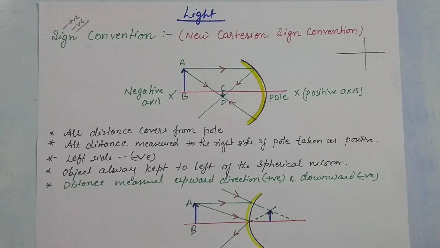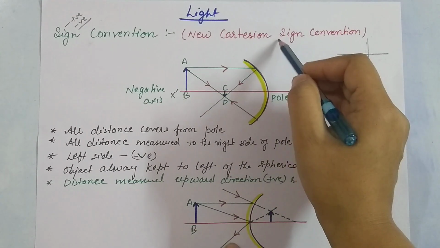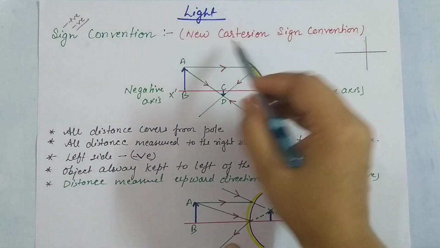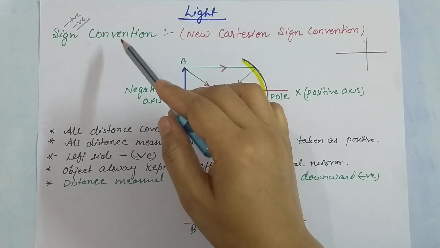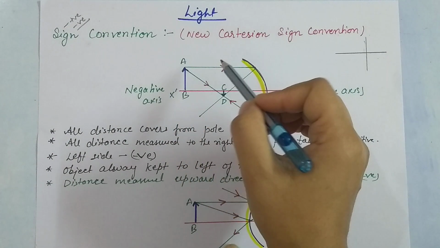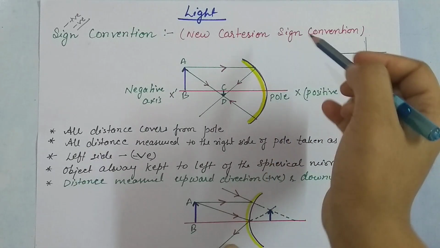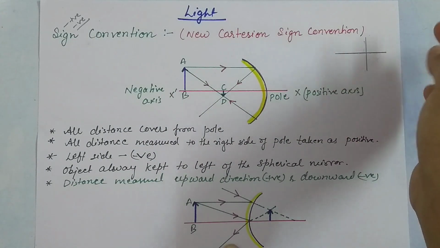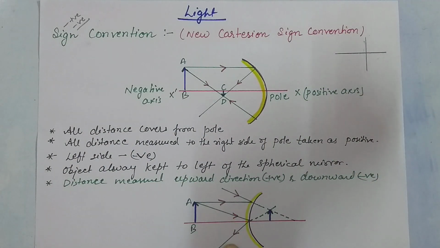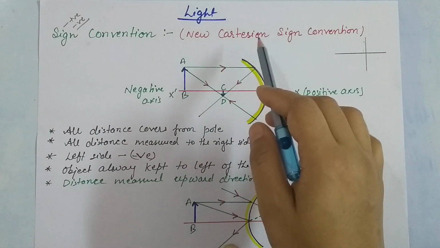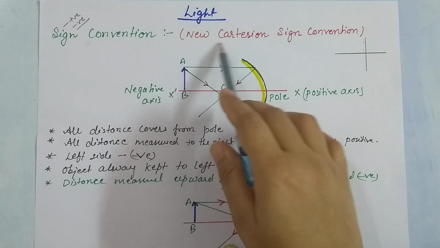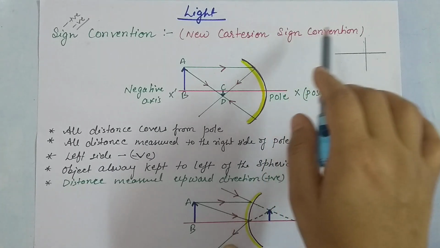Today in this video we are going to study the sign convention. It is also known as the New Cartesian sign convention, and here we use positive and negative signs to identify the distance of the object or image in a spherical mirror. This is very important for solving different types of problems related to light. It is worldwide accepted, and it is called the New Cartesian sign convention.